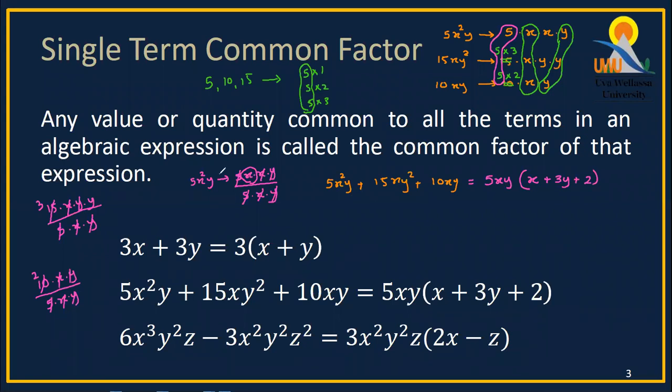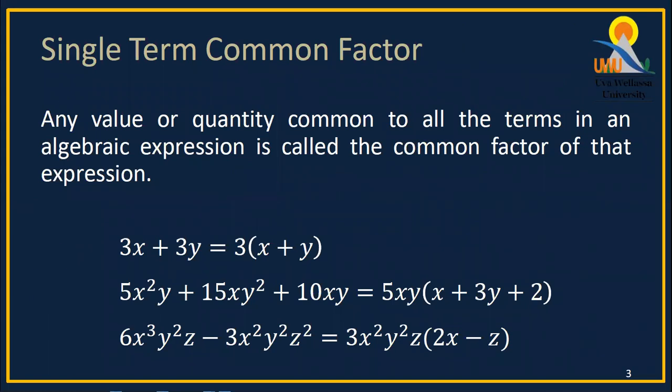But with practice, we are not going to do these calculations again and again. With practice, you should be able to write down and take out these factors in a single step. Now also, you can see that 5 times x times y is a single term that we have taken, and it is common for all these three. That is why we can consider 5xy as a single common factor. Therefore, after taking this factor out, the remaining would be x plus 3y plus 2. In a similar manner, we can extend it to the third example.